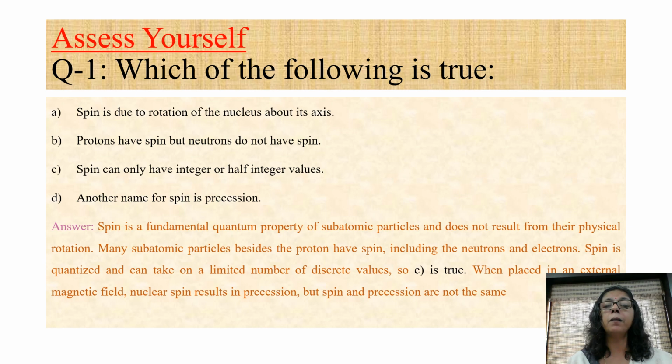When placed in an external magnetic field, the nuclear spin results in precession. I showed you in the figure how it takes place in a conical section, but spin and precession are not the same.